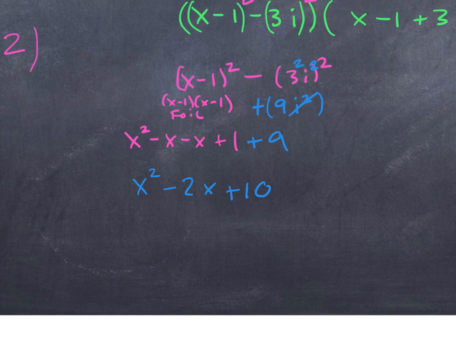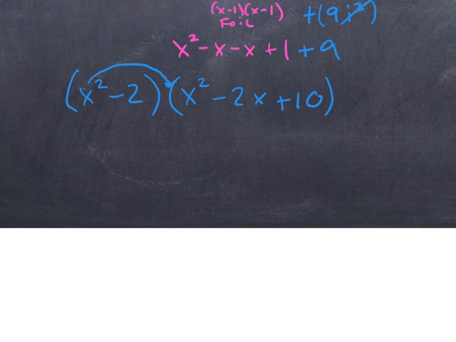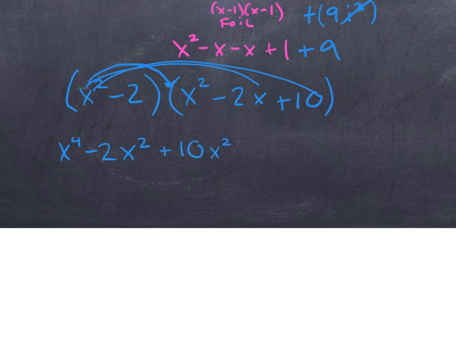What's next? Awesome. Multiply this times x squared minus 2. So we just got to make sure everything in our first parentheses gets multiplied to everything in our second. So x squared times x squared is what? x to the 4th. x squared times negative 2x. Negative 2x cubed. Then x squared times 10. It's 10x squared. Now we can go on to negative 2.